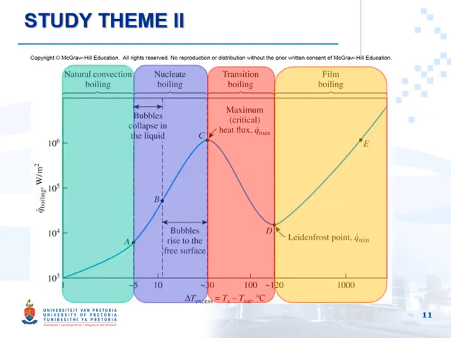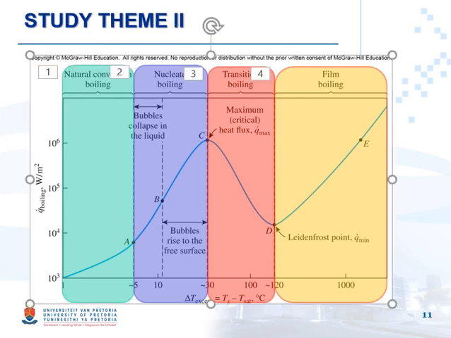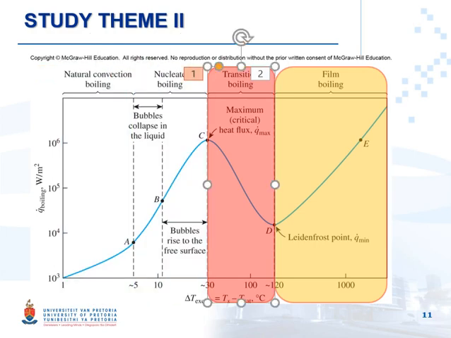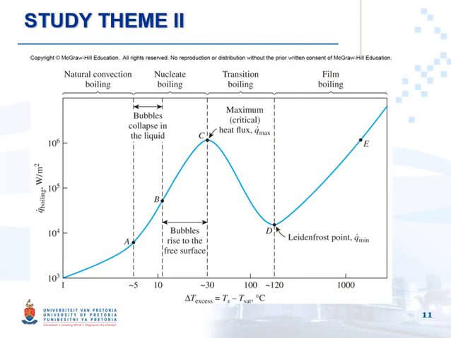Let's go to this figure. This figure shows the boiling curve of water at 1 atmosphere. So basically what we have is natural convection boiling, nucleate boiling, transition boiling, and film boiling. Different parts we are going to talk about.